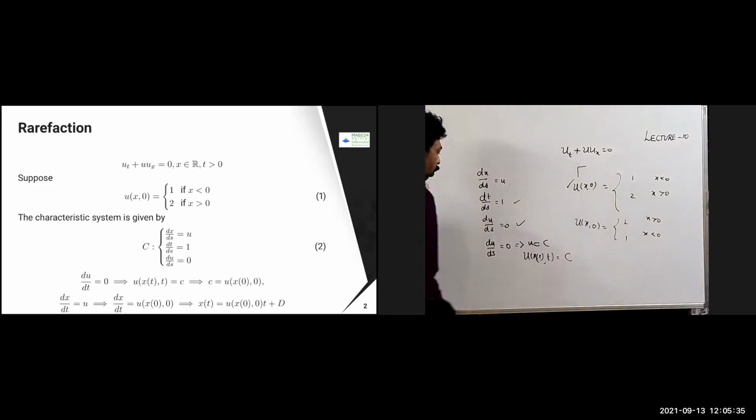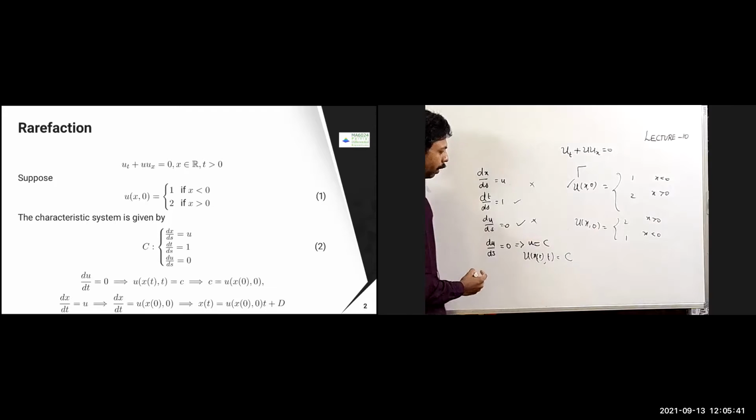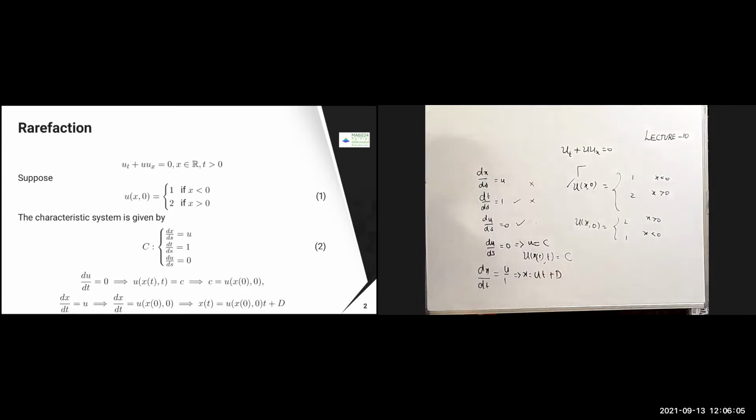Now let us take the two equations dx by ds and dt by ds. So dx by dt is u by 1, since dx by ds is u and dt by ds is 1. Therefore x is equal to ut plus some constant, and I'm going to keep that constant as d.